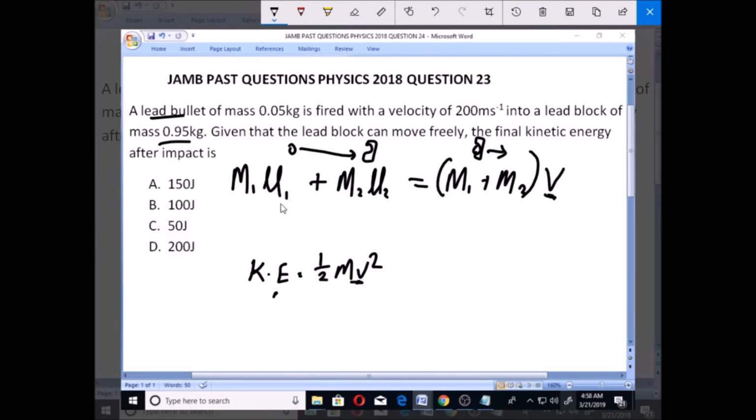We know these initial velocities and masses, but we don't know this final velocity. So that is what we need to calculate. Once we calculate it, we can put it in this formula for kinetic energy to find out our kinetic energy, and that is what we are going to be doing. So make this v the subject of the formula.